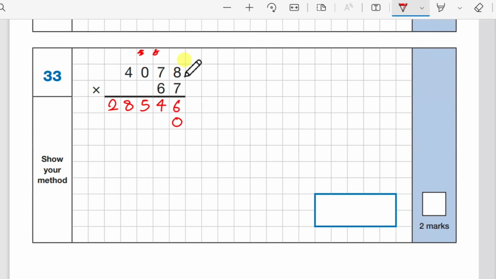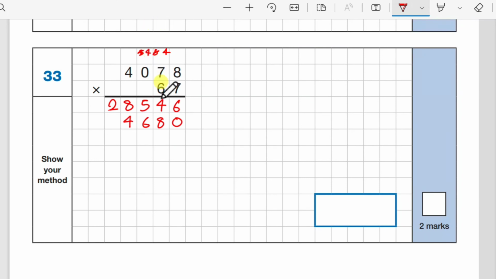Now let's repeat the process. We got 6 times 8, which is 48. So you just put the 8 here and then carry the 4. Next you do 6 times 7, which is 42. Add the 4, which is going to give us 46. 6 and then carry the 4 again. Another 4. 6 times nothing is nothing. Add 4, give us 4.